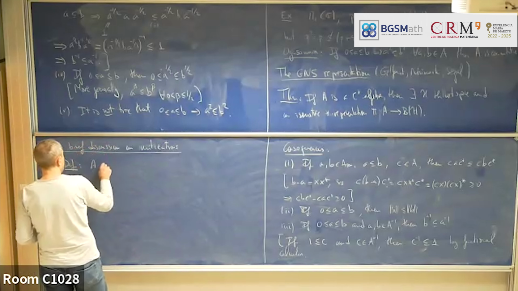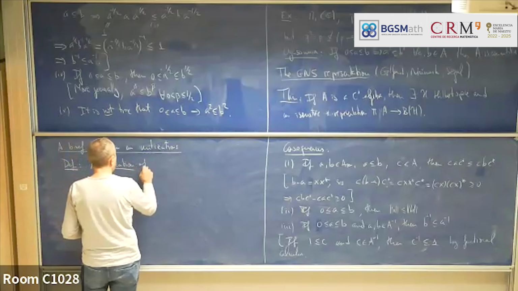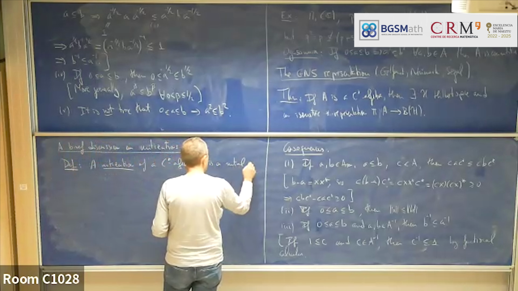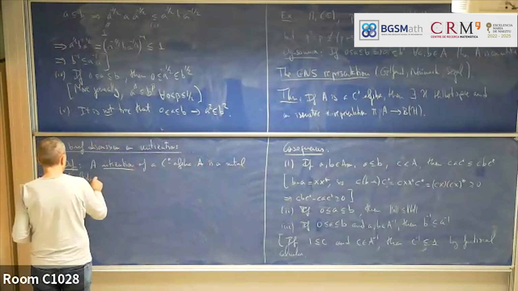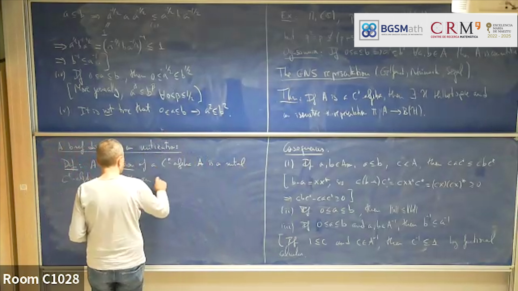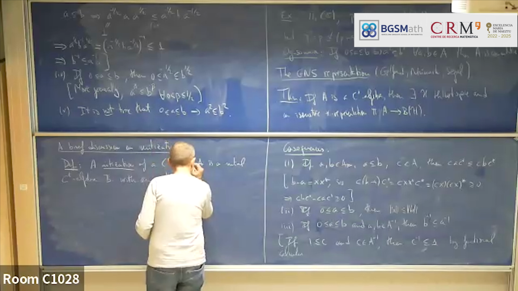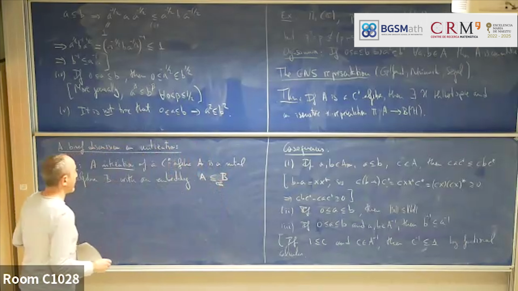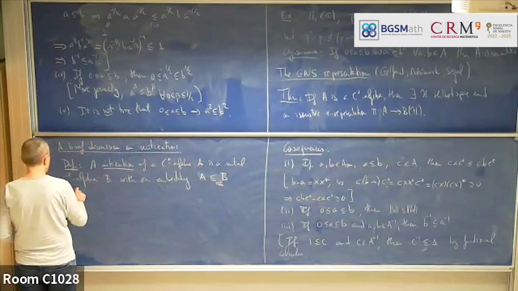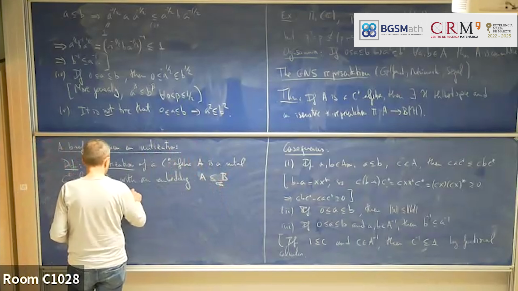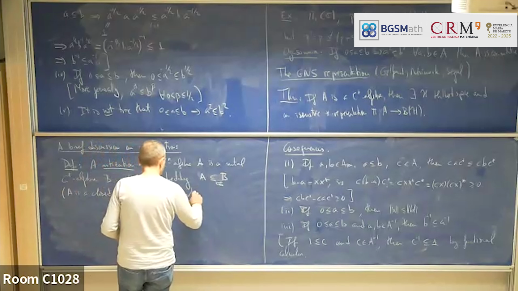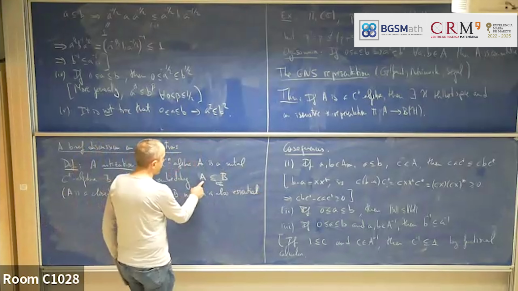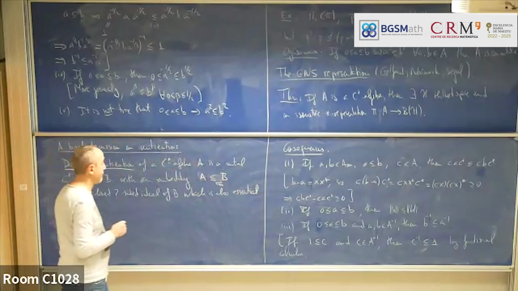So let me just define this. Unitization. A unitization of a C-star algebra A is a unital C-star algebra B with an embedding of A inside B. Let me put it like this, just for shorthand. This means that A is a two-sided closed ideal of B. It is also essential. And essential here means that A intersects non-trivially any non-trivial ideal of B.